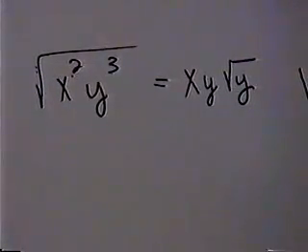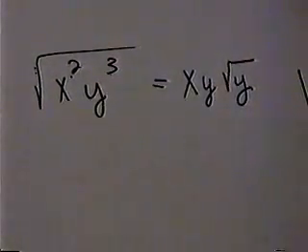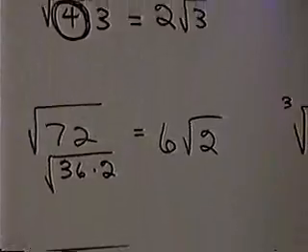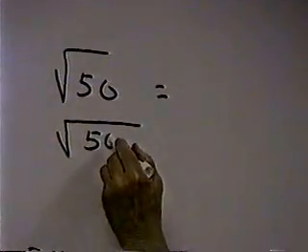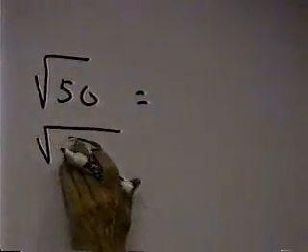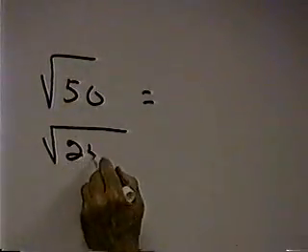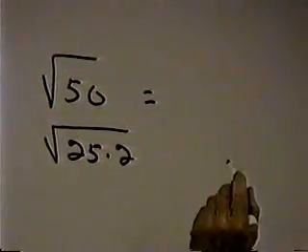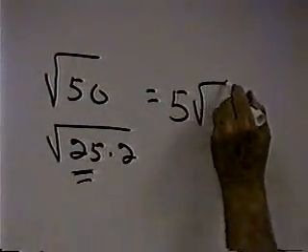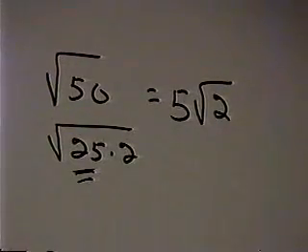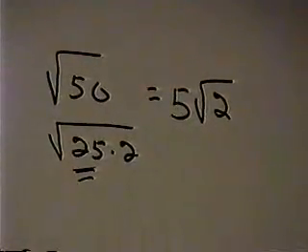All right, now let's look at some more examples. Square root of 50. You divide 2 into it. And now we know the square root of that. So the answer is 5 times the square root of 2.